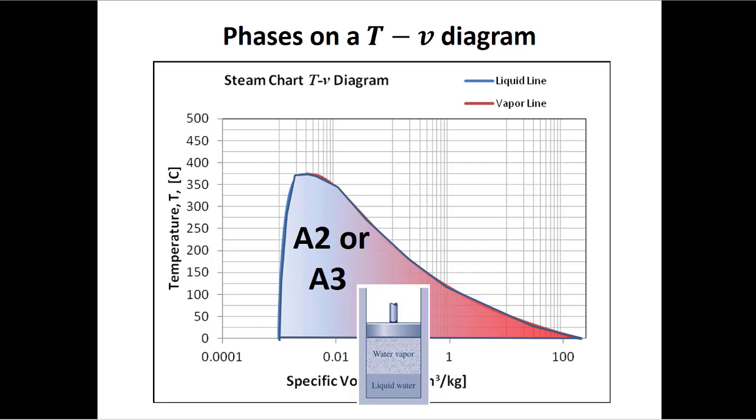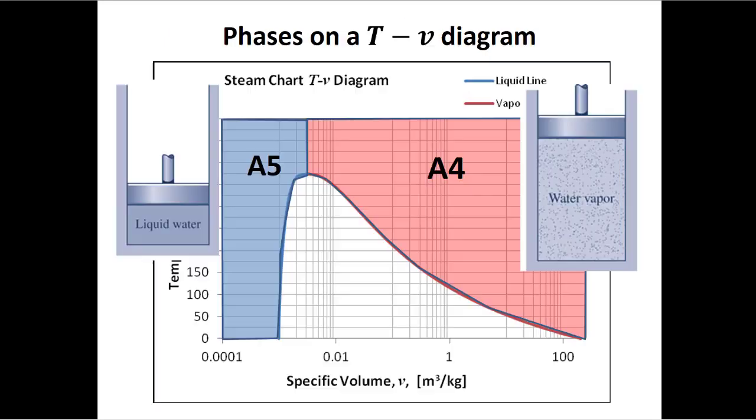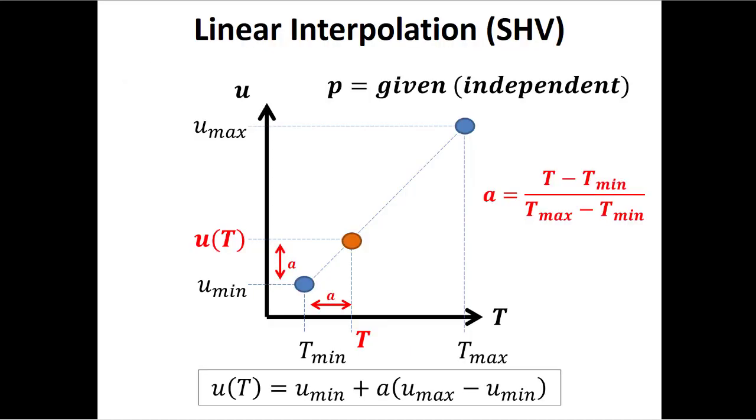If we have a two-phase mixture, then we use table A2 or A3, and maybe we interpolate with quality. Sometimes we'll be given quality, sometimes we'll be given another property which we can use to find quality, and then use that to find the specific internal energy. Sometimes the material inside of our system is a single phase, like a liquid or a vapor, and then we use table A5 or A4.